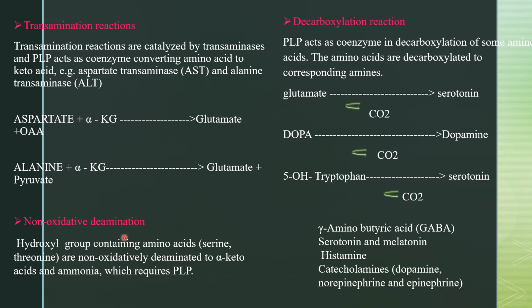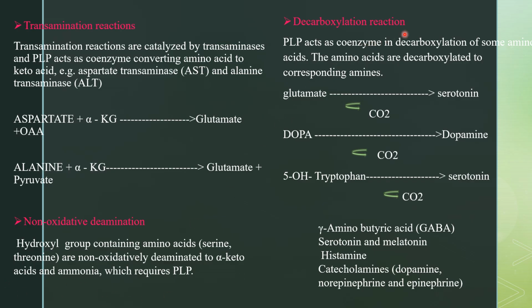Non-oxidative deamination reactions also require PLP as a coenzyme. So, non-oxidative deamination of amino acids, especially the hydroxyl group containing amino acids like serine and threonine. These are all converted to the corresponding keto acids and ammonia.